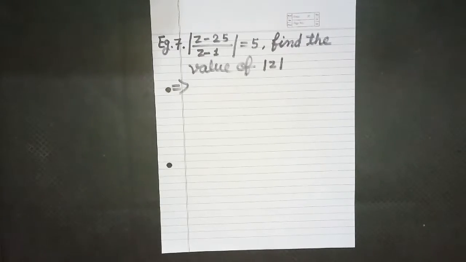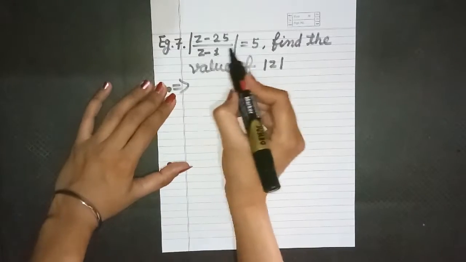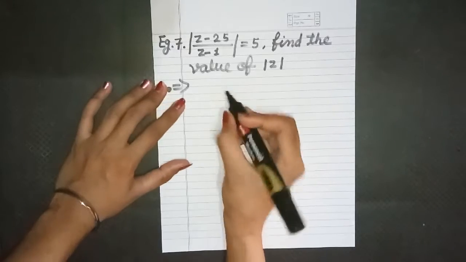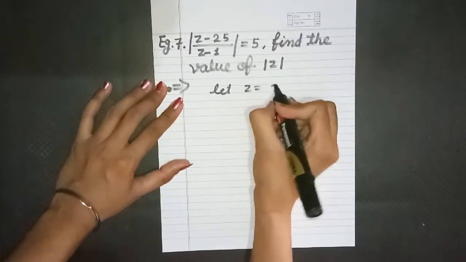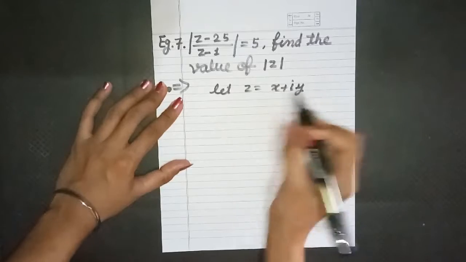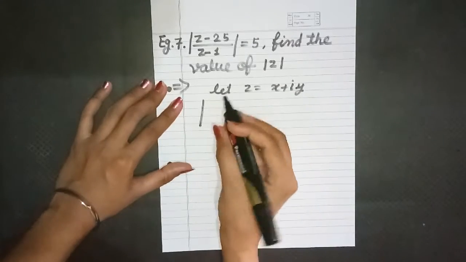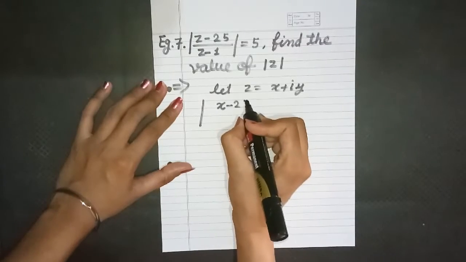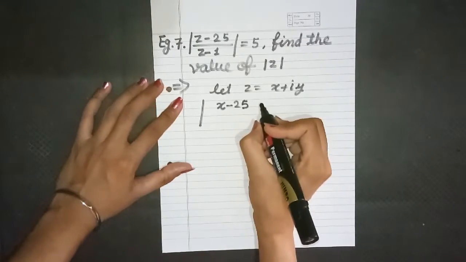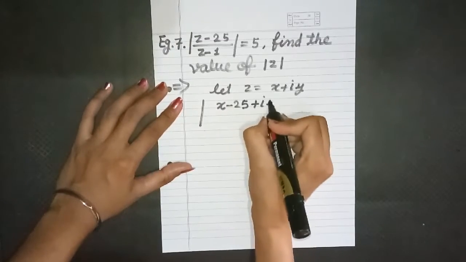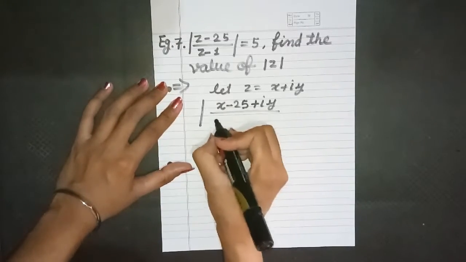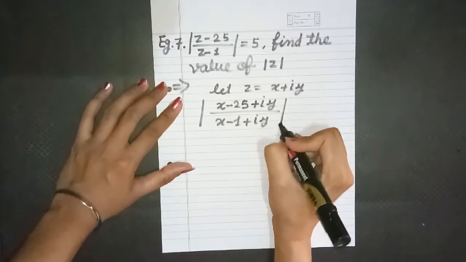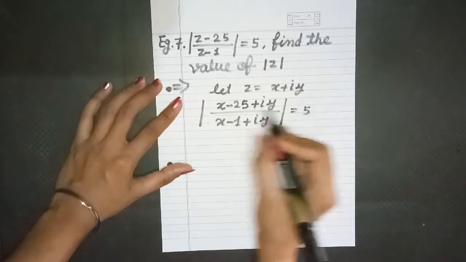Now example 7. Modulus of (z minus 25) by (z minus 1) is equal to 5. Then the value of modulus of z is equal to. So let z is equal to x plus iota y. Now let's put it in: modulus of (x minus 25 plus iota y) by (x minus 1 plus iota y), right? This is equal to 5.